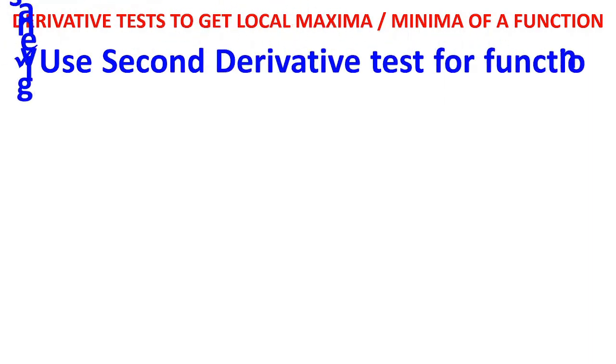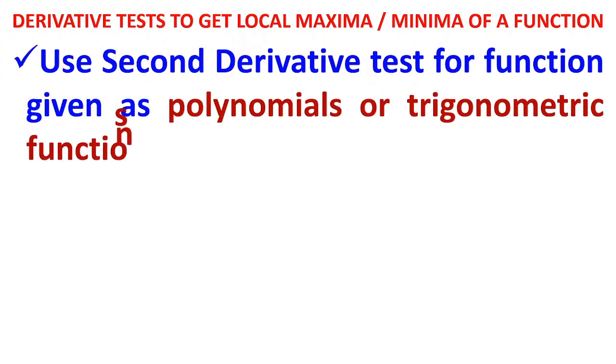Now, how to select? Use the second derivative test for functions given as polynomials or trigonometric functions. When a polynomial or a trigonometric function is given, you go for the second derivative test. It will not be mentioned in the exam. They will ask you to find the local maximum only. You have to decide.